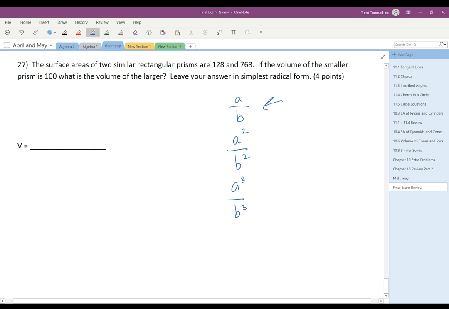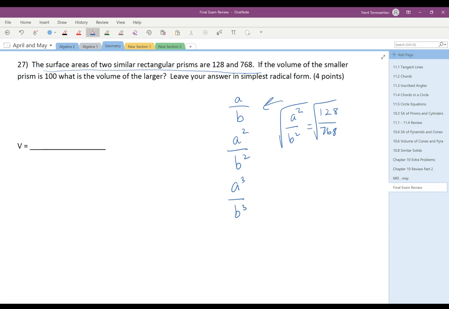So in this case, you're given that the surface areas of two similar rectangular prisms are 128 and 768. That means that a squared over b squared equals 128 over 768. Well, since both of these are squared, we can take the square root of those. Well, before you take the square root, you really need to simplify.